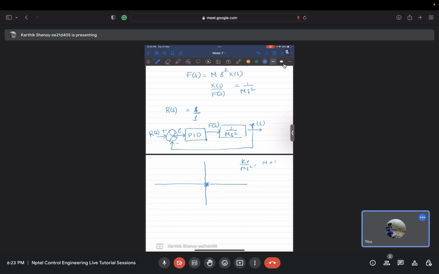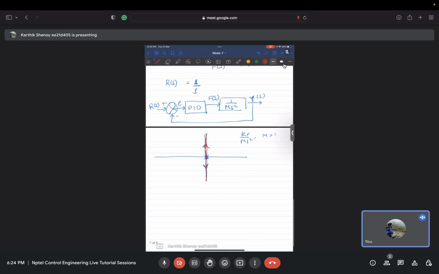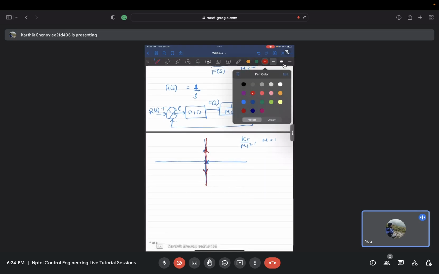I'll plot and show later. So how will my root locus look like? It will look like this, right? It will just go along the imaginary axis, something like this, okay. So what will happen is it will start oscillating. Why? We can see why it happens.